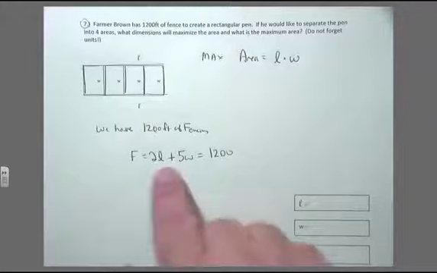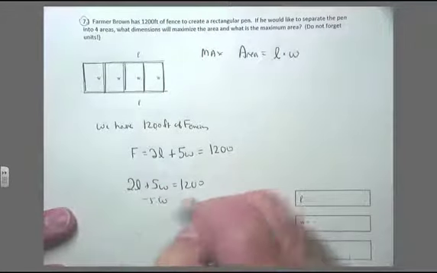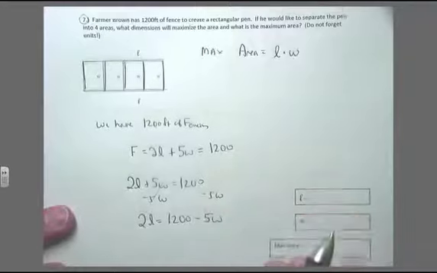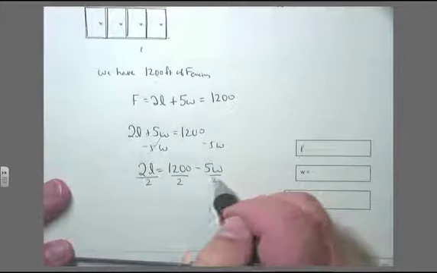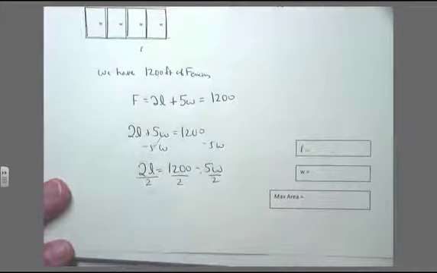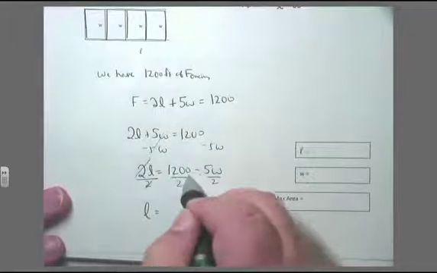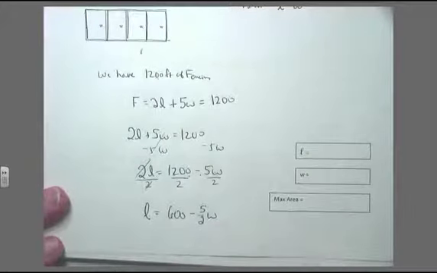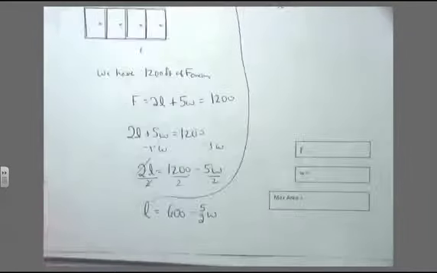Now I'm going to solve this equation for L, because this is a linking equation. As 2L plus 5W equals 1,200, I'm going to subtract 5W from both sides. I get 2L is equal to 1,200 minus 5W. Now what have I got to do to solve for L? I'm going to divide by 2 on all terms. What I do to one side, I do to the other. What I do to one term, I do to all terms. Terms are separated by addition or subtraction. This gives me the equation L is equal to, what is 1,200 divided by 2? 600 minus 5/2 W.